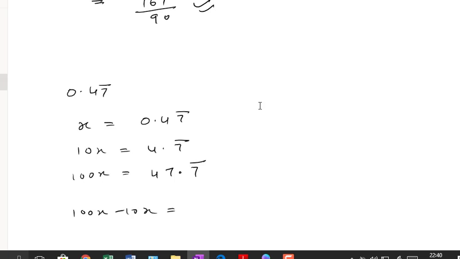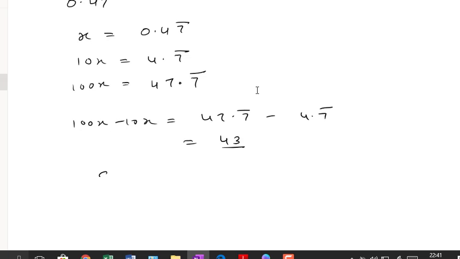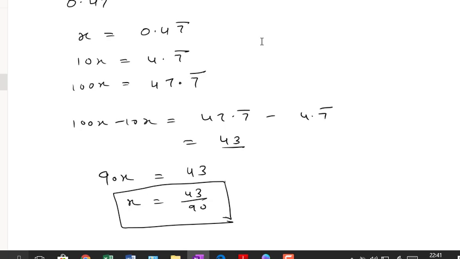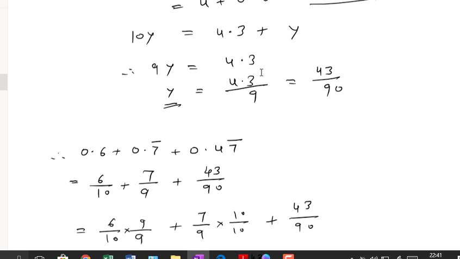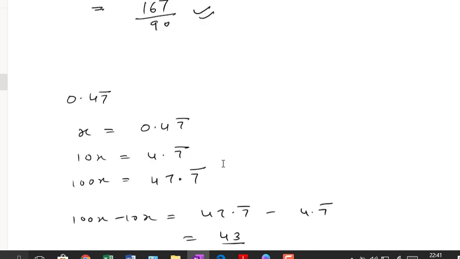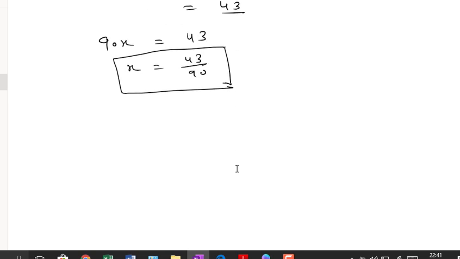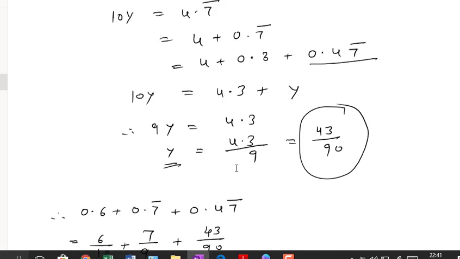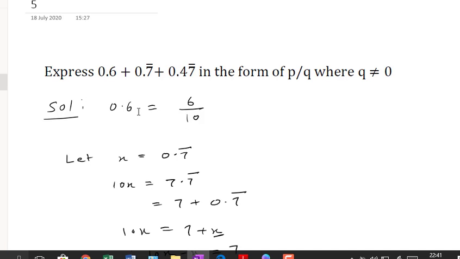So on the right hand side it is 47.7 bar minus 4.7 bar, which gives us 43. And on the left hand side we have 90x. So 90x is 43, therefore x is 43 upon 90. So by the above method also we got 43 upon 90, and by this method we are getting 43 upon 90. So any way you can use, you can do the problem. I hope you got the answer how to solve this.